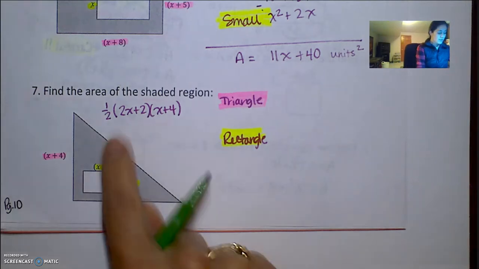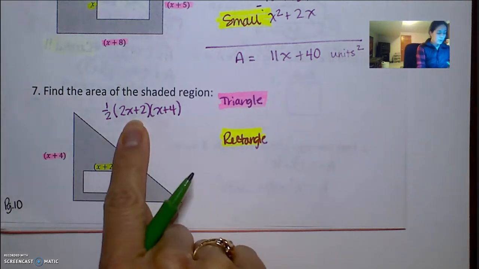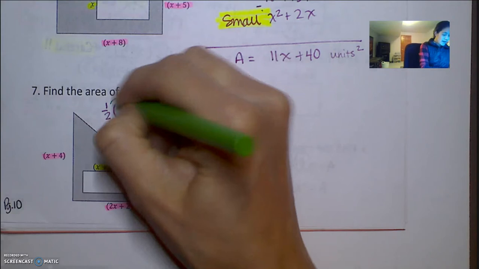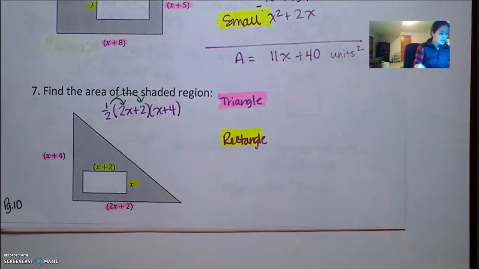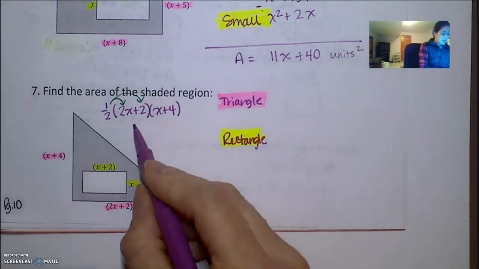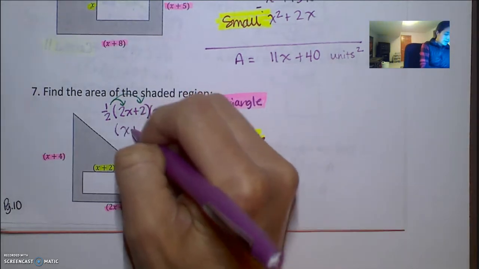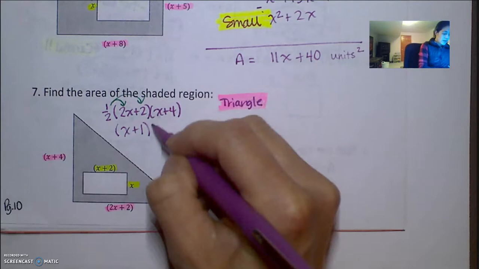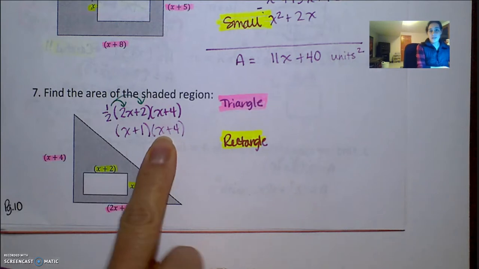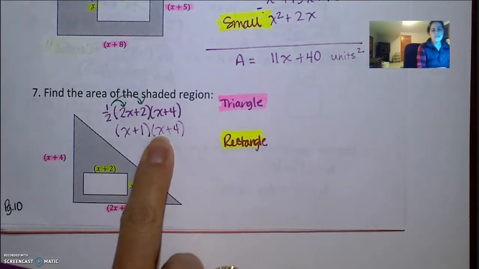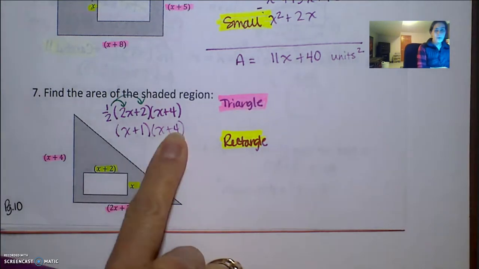So I'm going to distribute the 1/2 to the first binomial. I'm going to take half of 2x and half of 2, which is 1. So actually that 1/2 is making this binomial easier. So I get x plus 1. And then now I can FOIL x plus 1 times x plus 4. This FOILing will become a lot easier because it's smaller. So I'm going to go ahead and FOIL out the triangle.